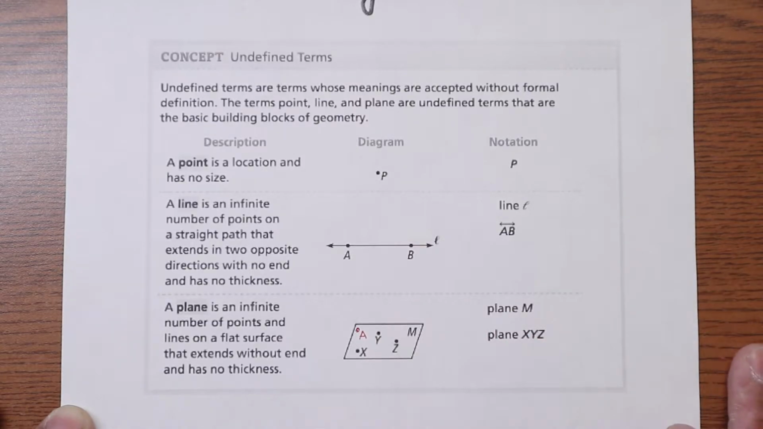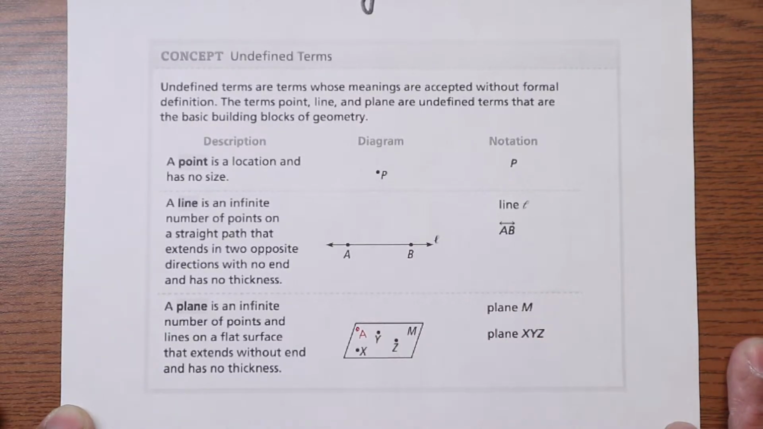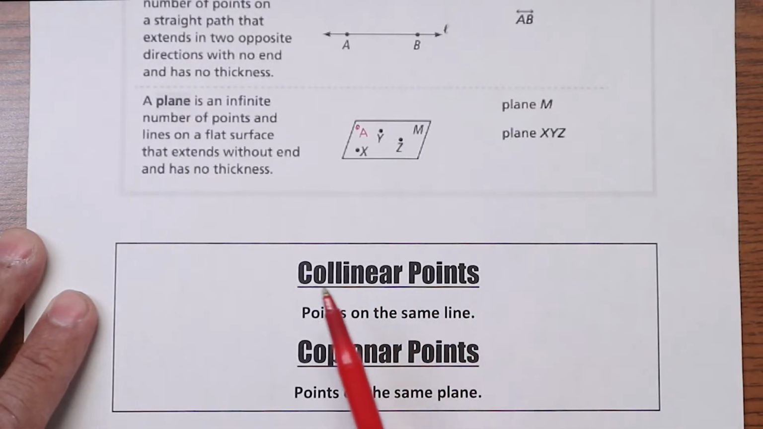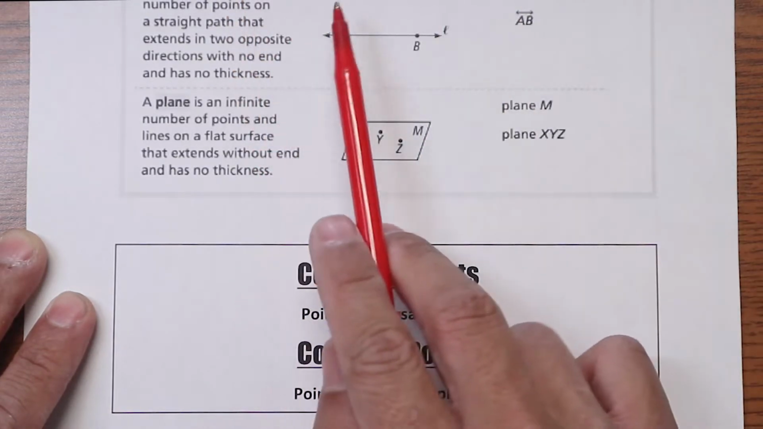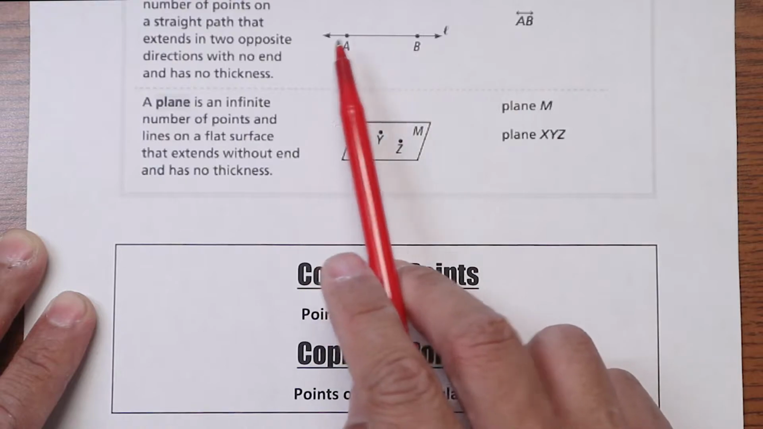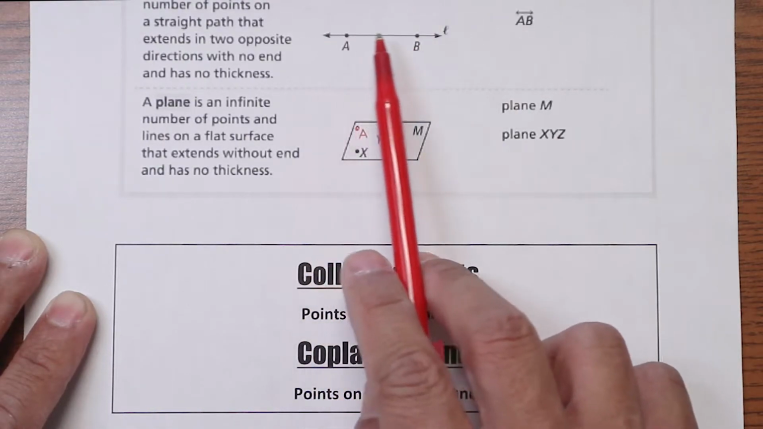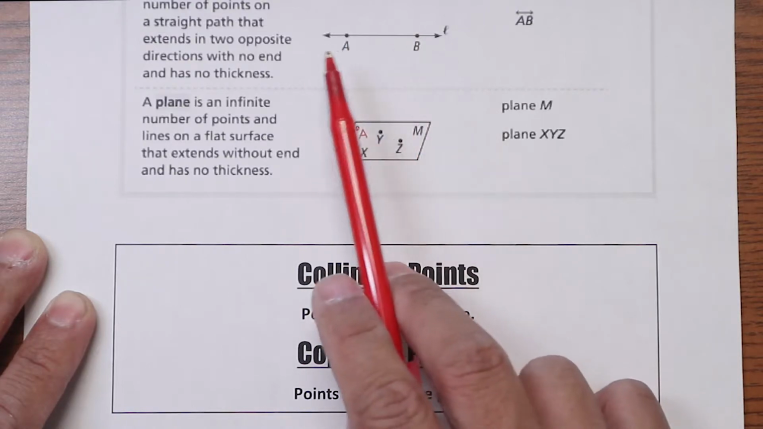And we'll talk about what are the names for points that are on the strict line or on the same plane, which is going to be the next 2 words. So the next 2 words they're going to learn, the first word is called collinear points. They're pretty much the points on the same line. So let's take a look at these 2 points, A and B.